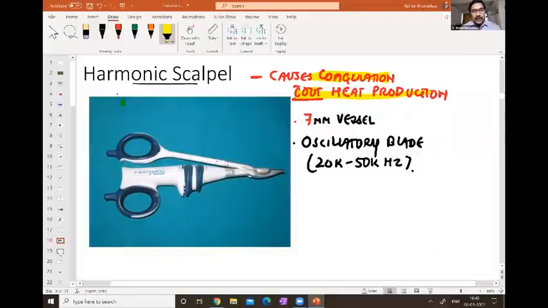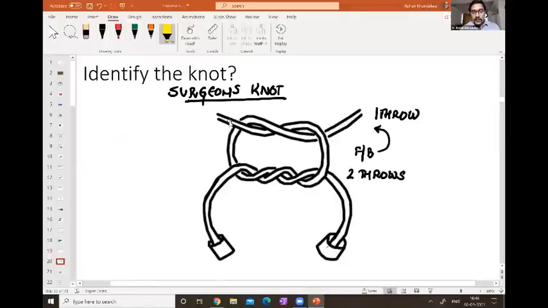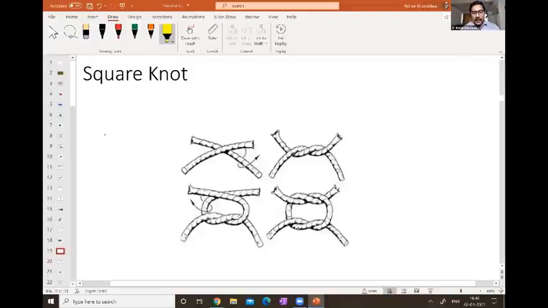Images of knots have been asked in the NEET exam and the DNB exam. They can be asked in your exam as well. This one is a square knot. I'll again elaborate on a square knot. A square knot is a secure knot which does not open up. This is a surgeon's knot. So I want you to appreciate the difference between square versus surgeon. In square, you have a single throw, one throw, and you have one throw. That is a square knot, 1 and 1.